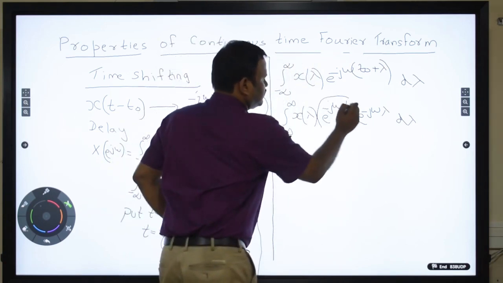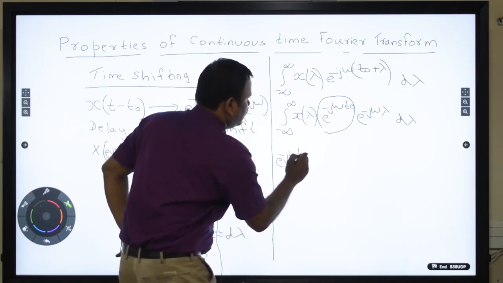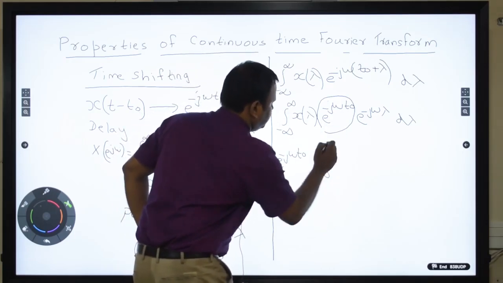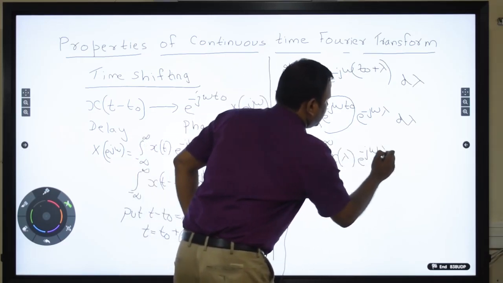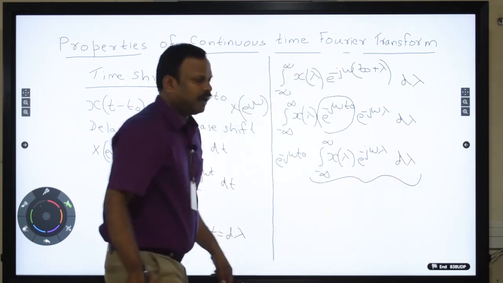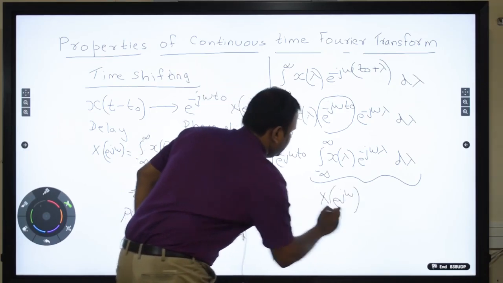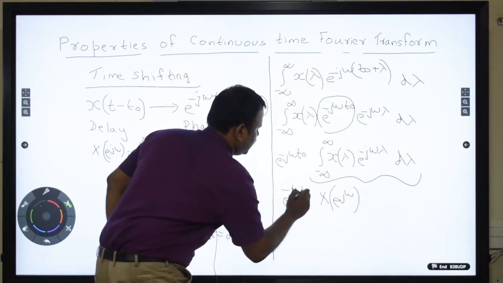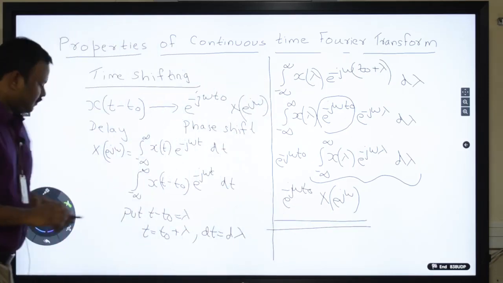So, this is a constant which comes out of the integration. So, e power minus j omega t0 times the integral from minus infinity to plus infinity of x of lambda e raised to minus j omega lambda d lambda. And what is this? This is nothing but the Fourier transform of the signal x, which is X of e raised to j omega into e power minus j omega t0. So, that completes the proof for the time shifting property.